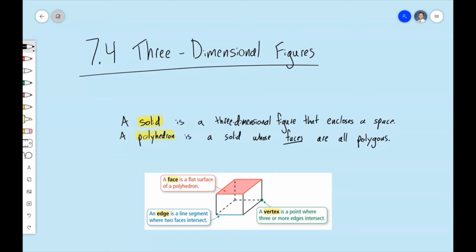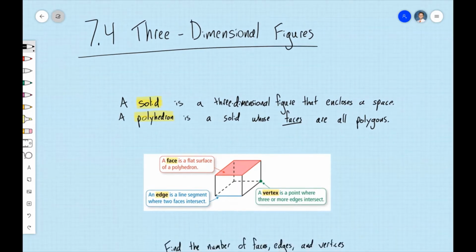We can see in this picture, a face is a flat surface of a polyhedron. An edge is a line segment where two faces intersect. And a vertex is a point where three or more edges intersect.